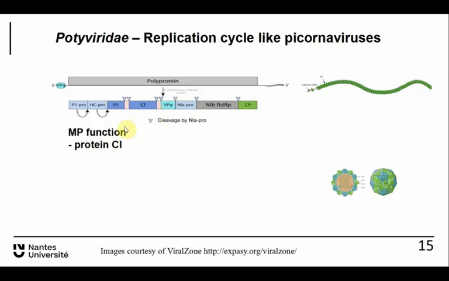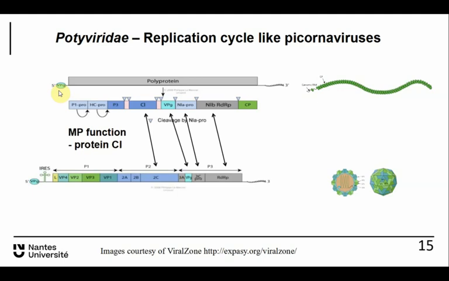Okay, every plant virus requires a movement protein, and for the potyviruses, it's this CI protein. Now, you might have picked up on this thing here, polyprotein and VPg. What does that look like? Well, it looks like a picornavirus. Okay, picornaviruses have got a very similar genome organization.